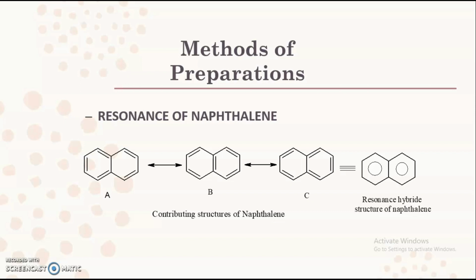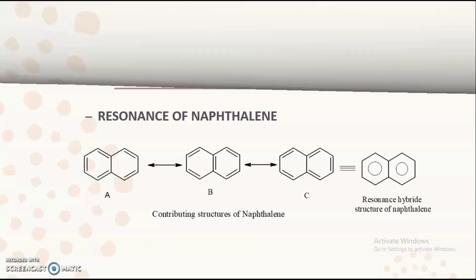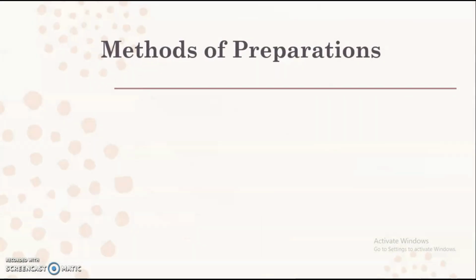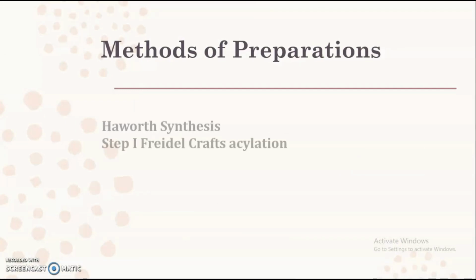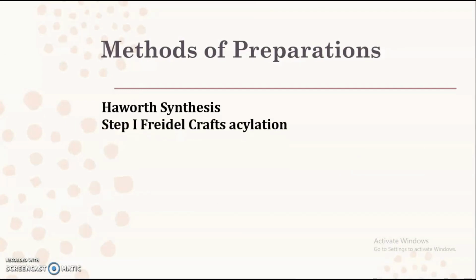Now after this, we will start with the methods that are used for the preparation of naphthalene. The first and most commonly used method for the preparation of naphthalene is the Haworth synthesis. This Haworth synthesis is carried out in 5 different steps, which comprise different reactions. Out of that, as you see, the first step is Friedel-Crafts acylation.